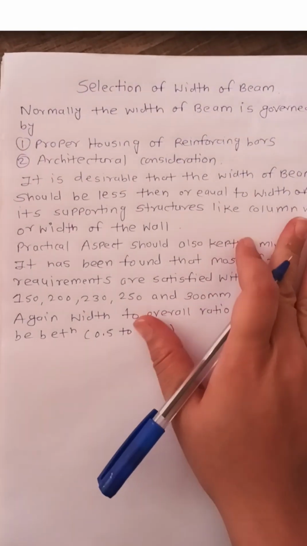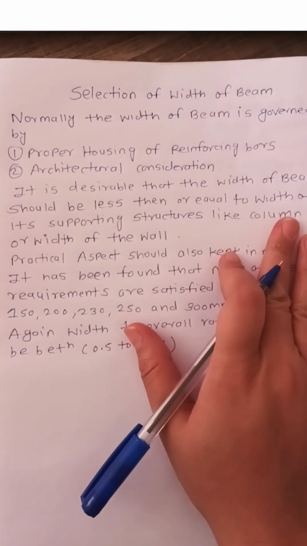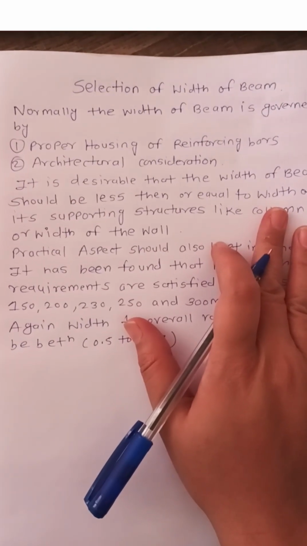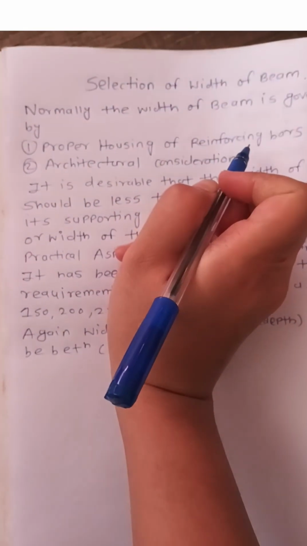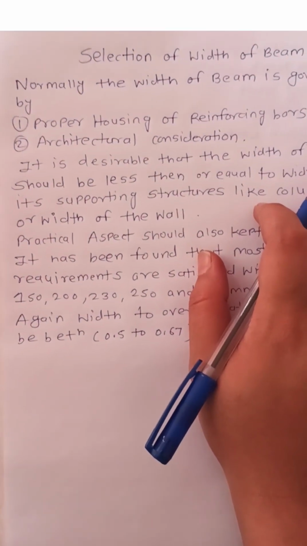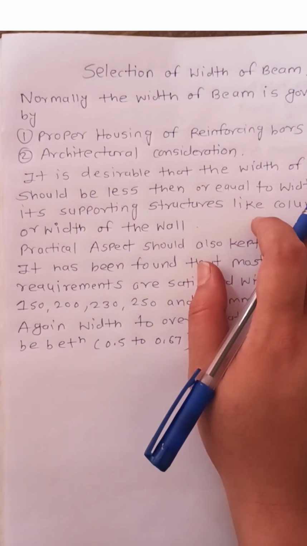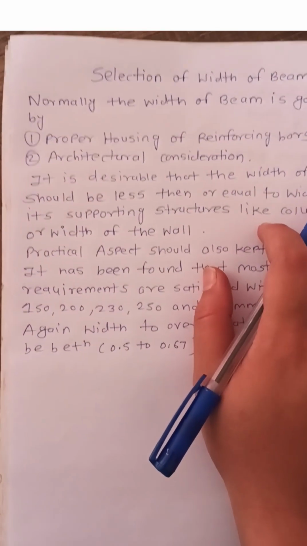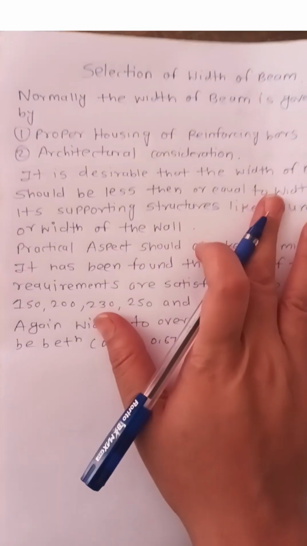So that's why I thought it should be discussed with you, and I got some good information based upon it. The width of beam is governed by two factors. The first is the proper housing of reinforcing bars. Whatever value of width of beam you assume should be enough that inside it you can put your reinforcing bars in a proper manner.